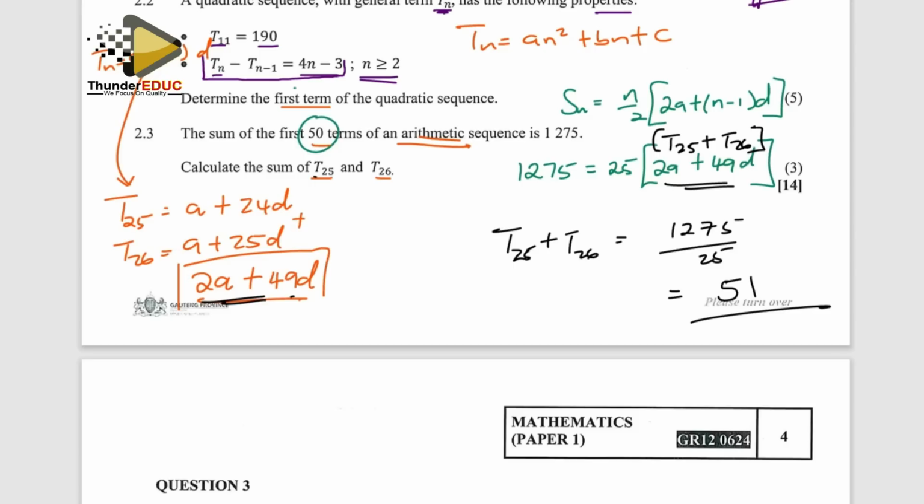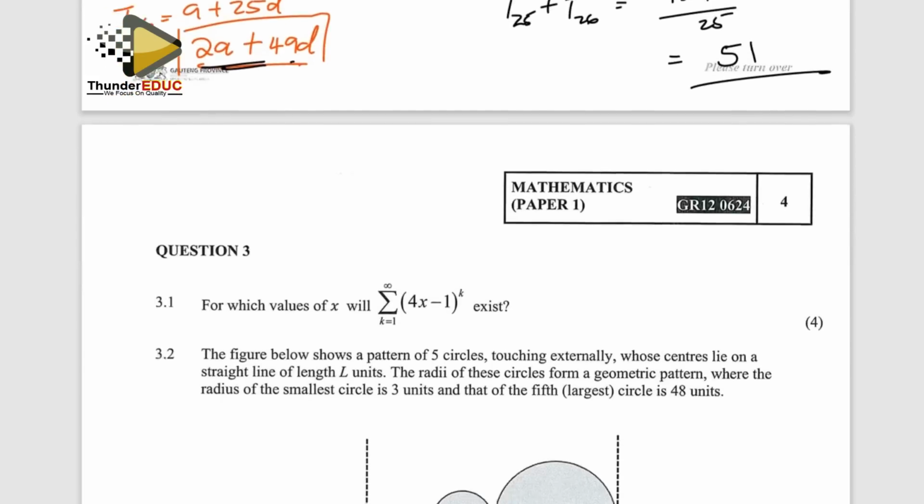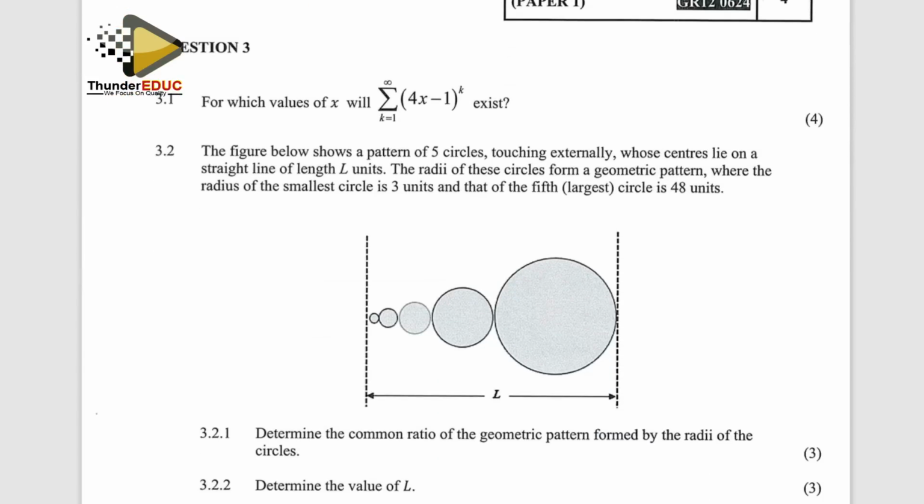So 51 is the sum of those two terms. Okay, so that was question number 2. And that's how the 14 marks were obtained. Question number 3. For which values of x will sigma notation k is equal to 1 up to infinity? So these are converging series. So for which values of x would this thing exist?